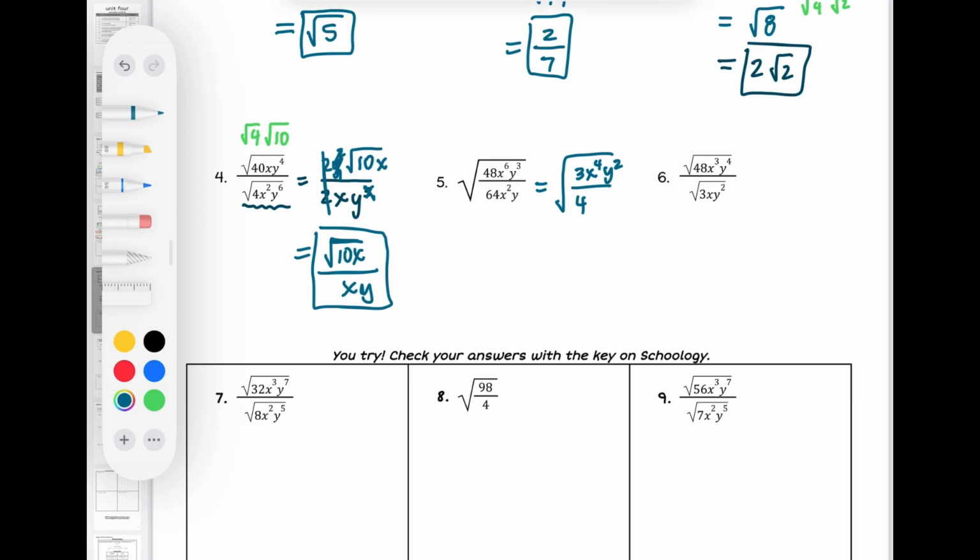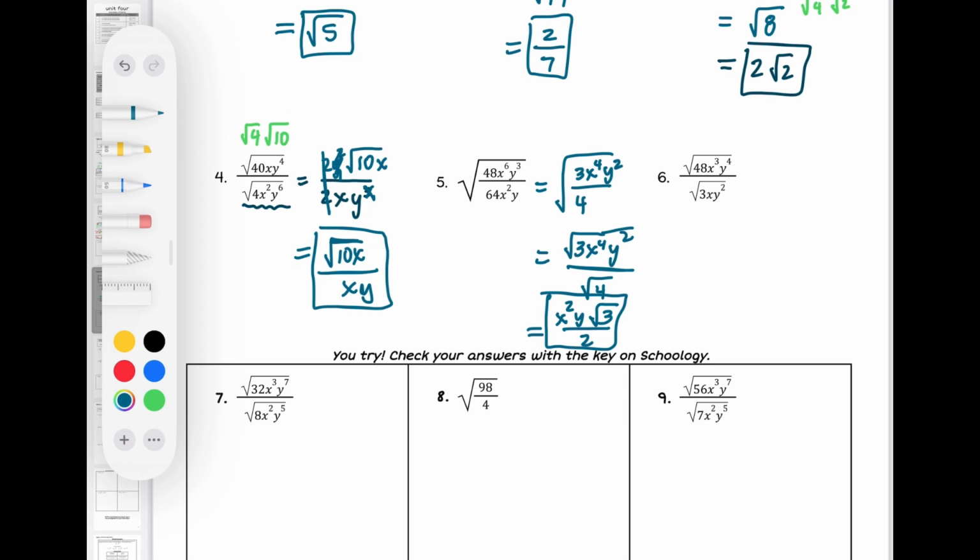So once we do this, the best move is to split it up. We have the square root of 3x to the 4th y squared over the square root of 4. Then let's simplify the top and the bottom, and we should be done. We have 4 x's on top, so we're going to have 2 on the outside. We have 2 y's on top, so we're going to have 1 on the outside, and we're left with the square root of 3. And then the square root of 4 is going to be 2. So that would be our simplified answer.